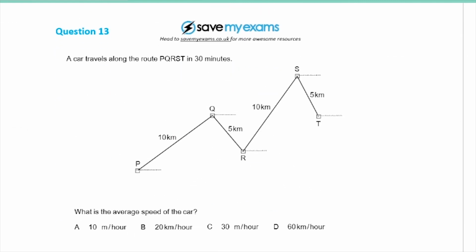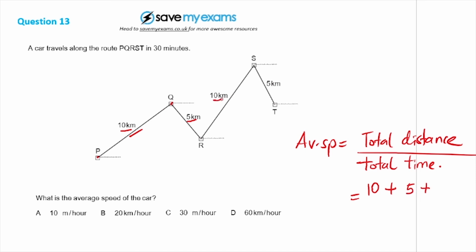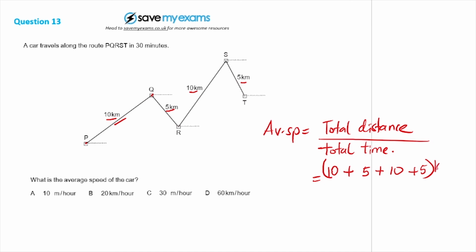Then number 13, a car travels along the route PQRST in 30 minutes. What is the average speed of the car? We already mentioned earlier that average speed is given by total distance, divide that by total time. So what's the total distance? Of course, it moves from here to there. We have 10 kilometers there, plus the 5 kilometers, plus the 10 kilometers, plus the 5 kilometers. All this is in kilometers.